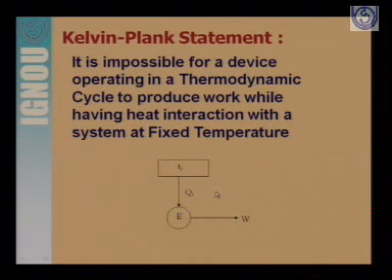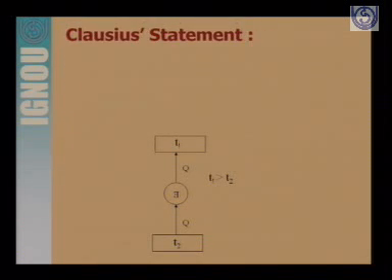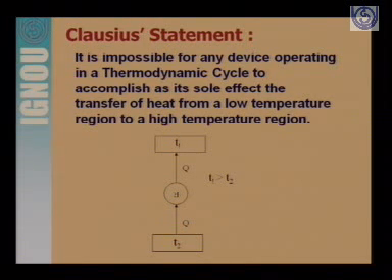So we will discuss how it is possible for any reversed engine or direct engine in this case. Second one is the Clausius statement. The Clausius statement says that it is impossible for any device operating in a thermodynamic cycle to accomplish as its sole effect the transfer of heat from a low temperature region to a high temperature region. Here you see in this diagram, Q is the heat taken from the sink, and this reversed engine, without doing any work, transfers the same heat to the source.